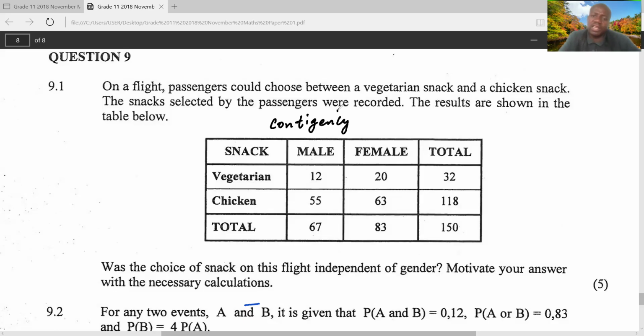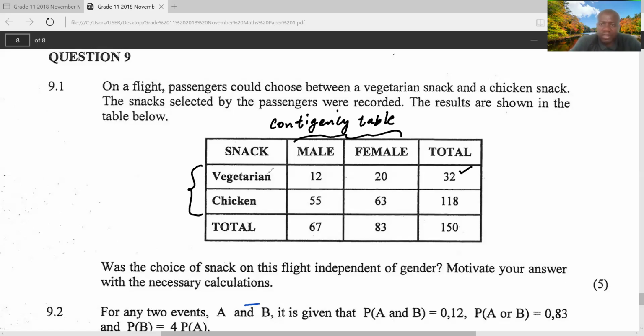In other words, they call it a two-way table. Here we are comparing the gender and the type of snack chosen by passengers. You can easily see that males who are vegetarian is only 12. Males who are vegetarian is 12, but all in all, vegetarians are 32.